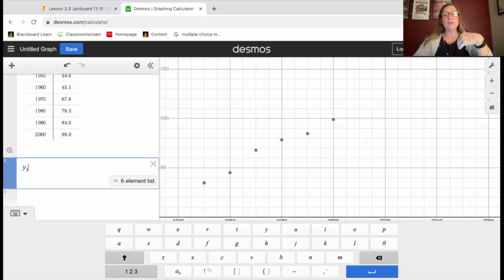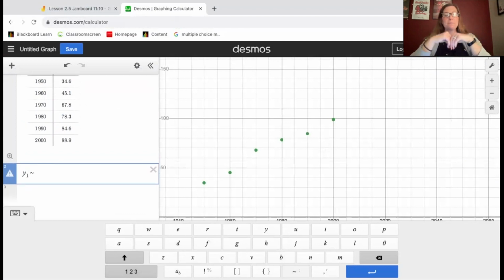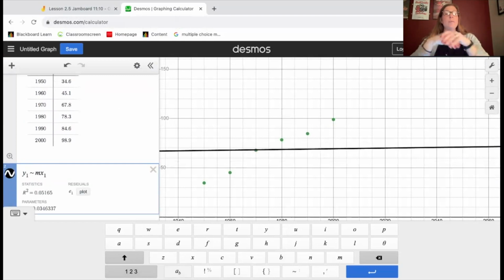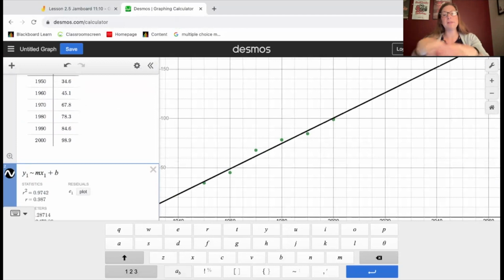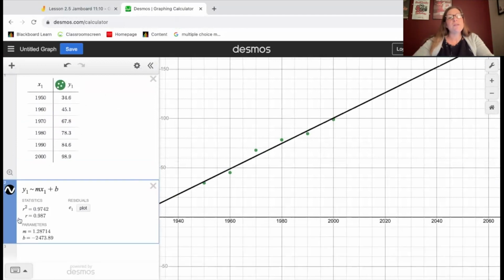And then I need to put this tilde, this little about sign, which is to the right, and then mx plus b. So I'm going to start by typing mx, but I also need to say I want to grab my x values from the table. So x sub 1 using that little b. And then I'm going to type in plus b. So the information that we see on our table here now matches what we have in Jamboard.